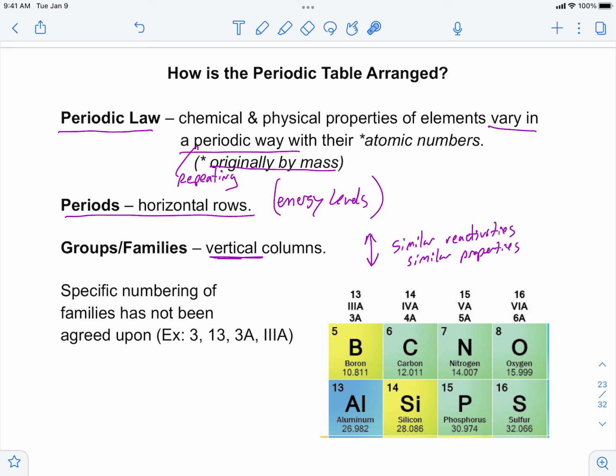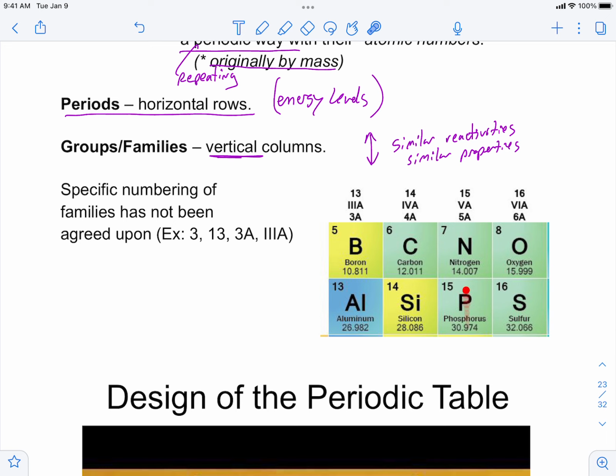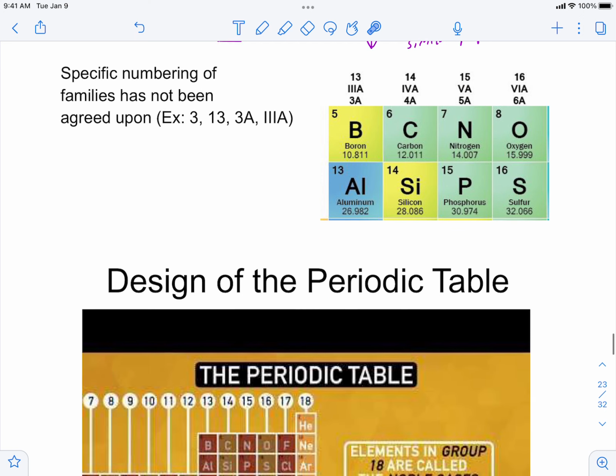The reason we don't really care about the numbers, as long as you understand that if they're in the same family, they will have similar properties, is that I will call anything underneath nitrogen the nitrogen family. I will call anything underneath carbon the carbon family. Can you look up and tell me what elements are in the carbon family? Silicon, germanium, tin, lead. Okay, so we're not going to worry so much about the numbers.